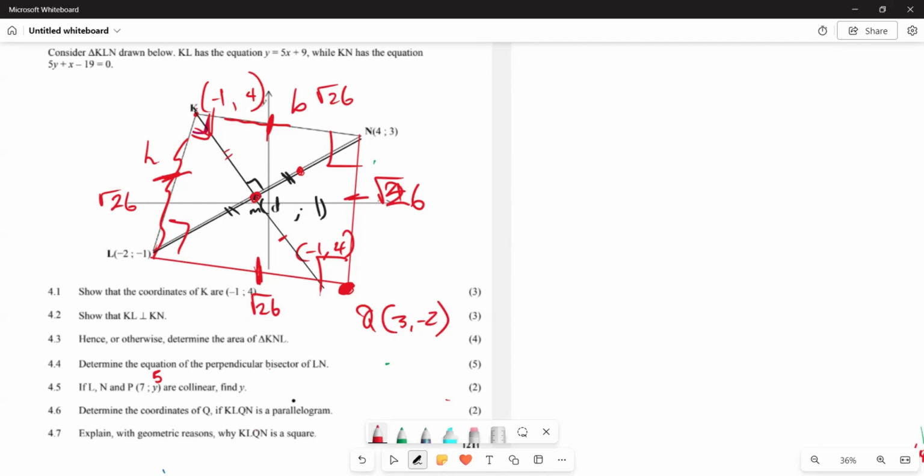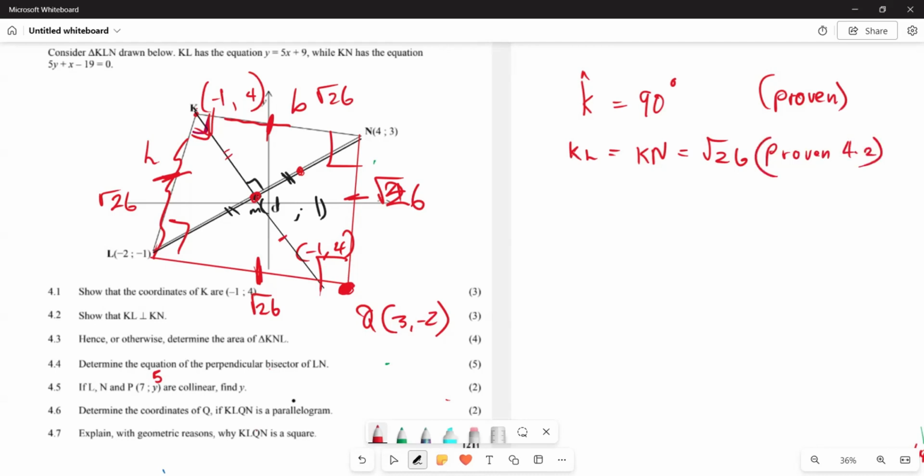Once again, we are not allowed to just conclude on that, so you must start afresh. You say angle K is equal to 90 degrees. This one is proven, because we've already proven that our K is equal to 90 degrees. And you can also say our KL is equal to KN, which is equal to root 26. Remember, this was also proven, in 4.2. And then you are going to say, look, KLQN is a square.